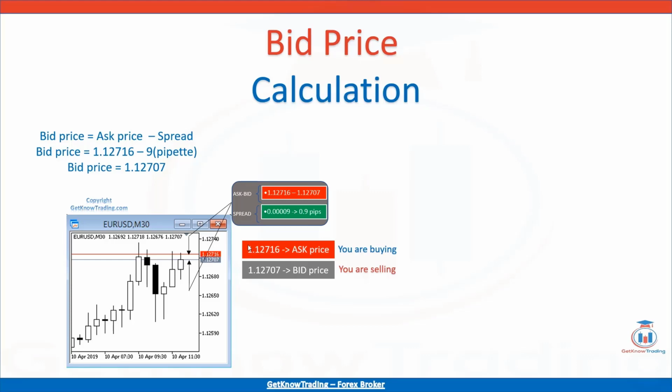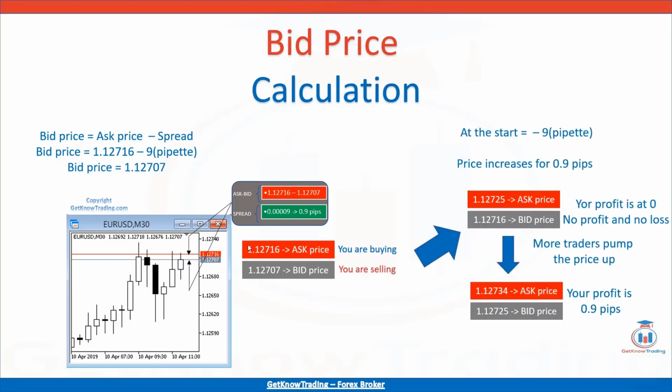Here is an example with the bid price. For example, let's say you want to buy a EUR/USD pair where the ask price is 1.12716 and the bid price is 1.12707. The price you will pay will be the ask price, because someone on the market is ready to sell you that pair for that price. At the start, you will be in minus for the spread, which is the difference between bid and ask price.